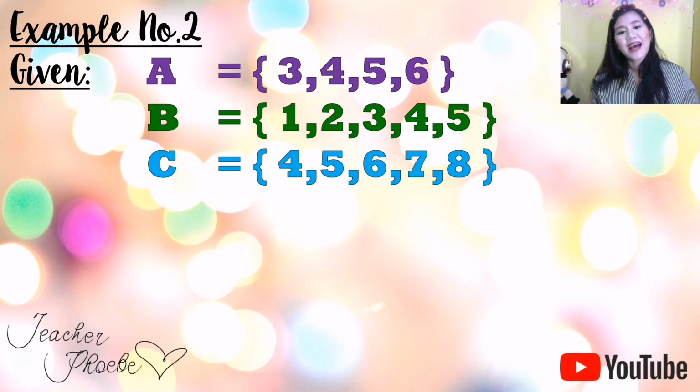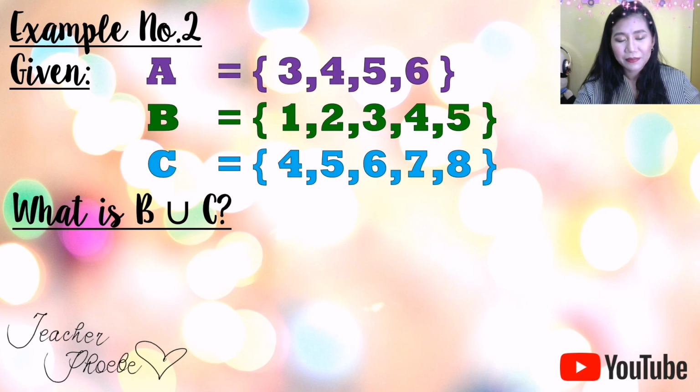So if you are asked to list down the elements of the union of A and C, you're just only going to take a look at A and C. You're not going to consider the elements of B. Depende kung ang hinihingi ay B at saka C lang, therefore, dun ka lang titingin sa B at saka sa C. Walang nakakalito dun, ha? Okay, class? So let's have the following example. What is the union of B and C?